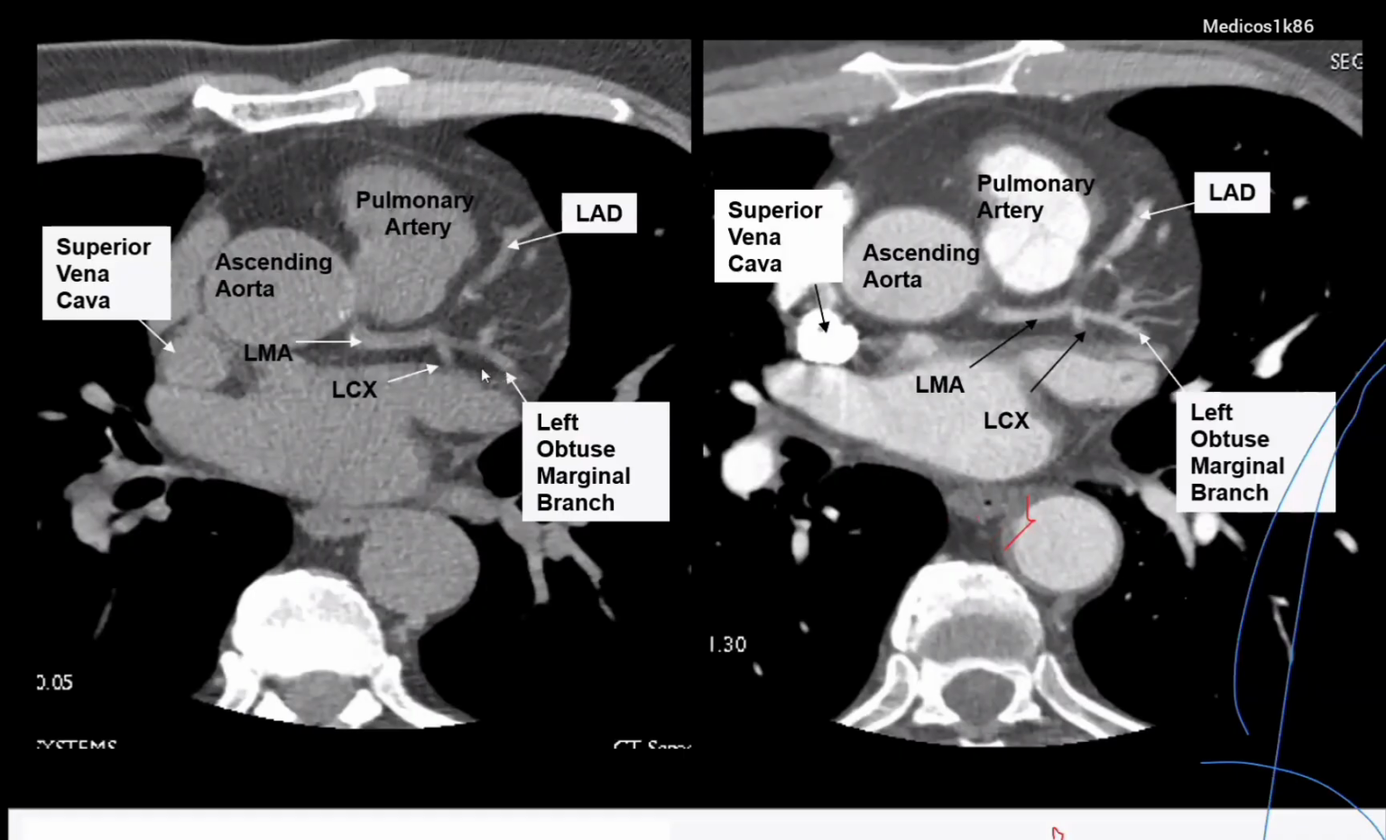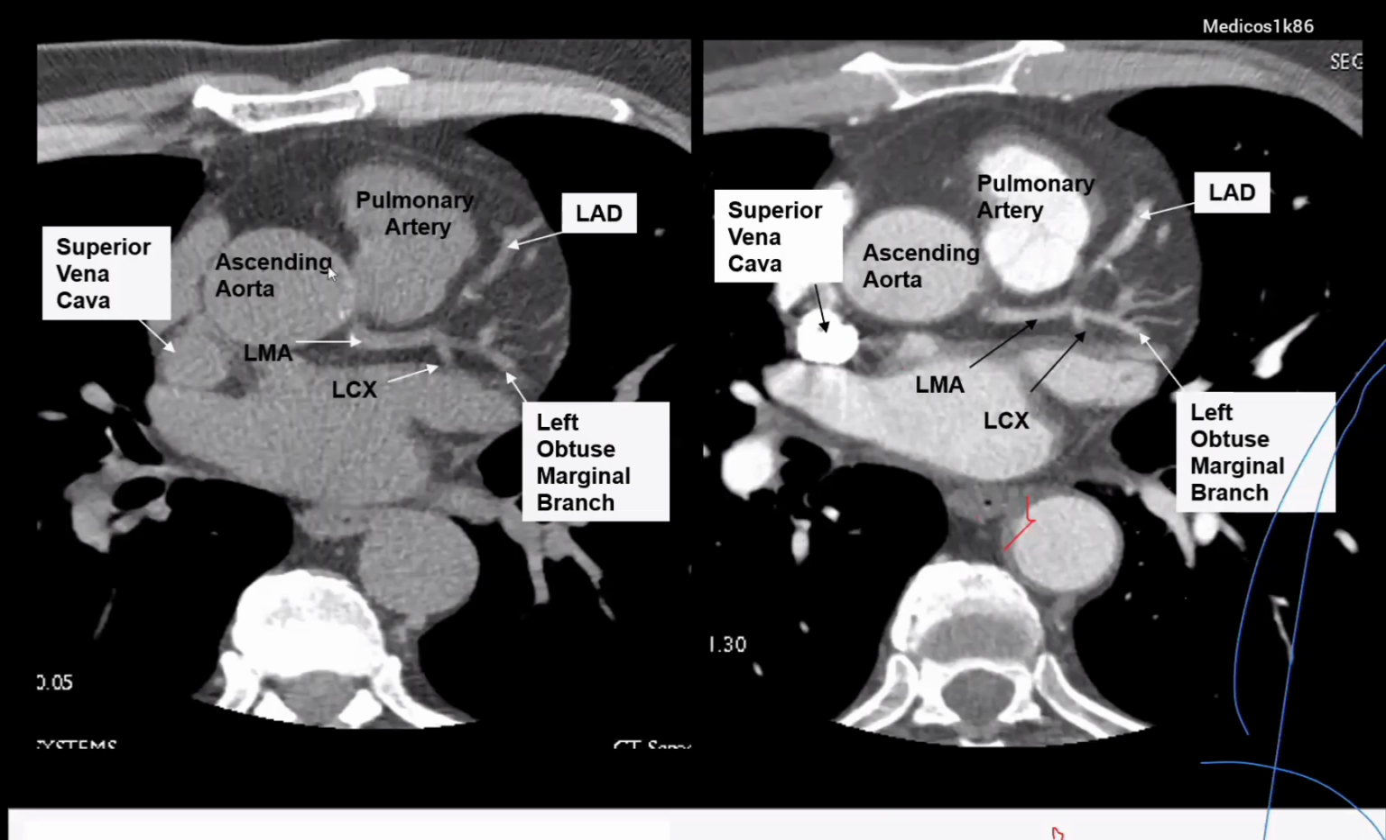There will be many obtuse marginals, 4, 5, 6, and we are not able to see them all in cardiac CT because of the spatial resolution limitation. You can see everything in catheter angio, not in CT. In CT, we can show a minimum of 0.2, 0.15 millimeter diameter, because of the limitation of the spatial resolution in CT systems.